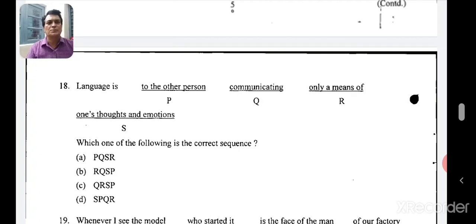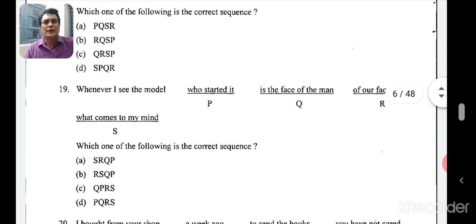Language is to the other person communicating only a means of one's thoughts and emotions. Language is only a means of communicating one's thoughts and emotions to the other person. So here, language is only a means of. So R and yes, QP. Only a means of communicating. So RQSP. So answer RQSP. So answer is B here. Now let's go to the 19th one.